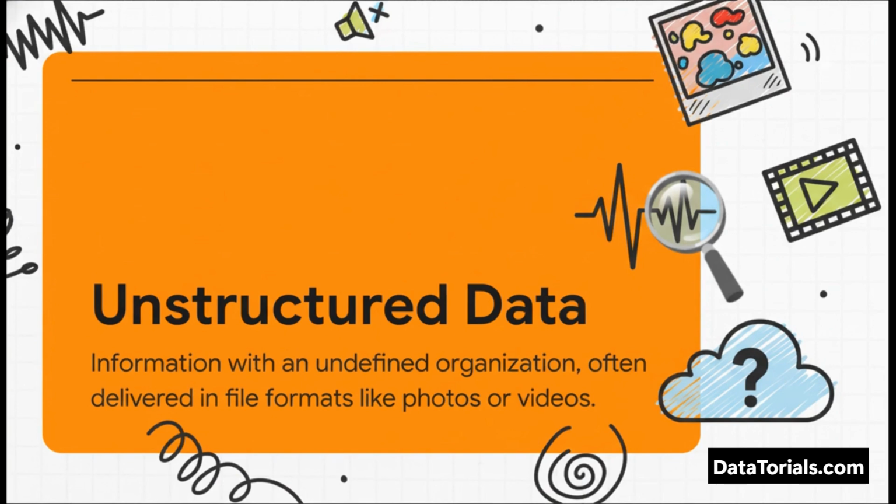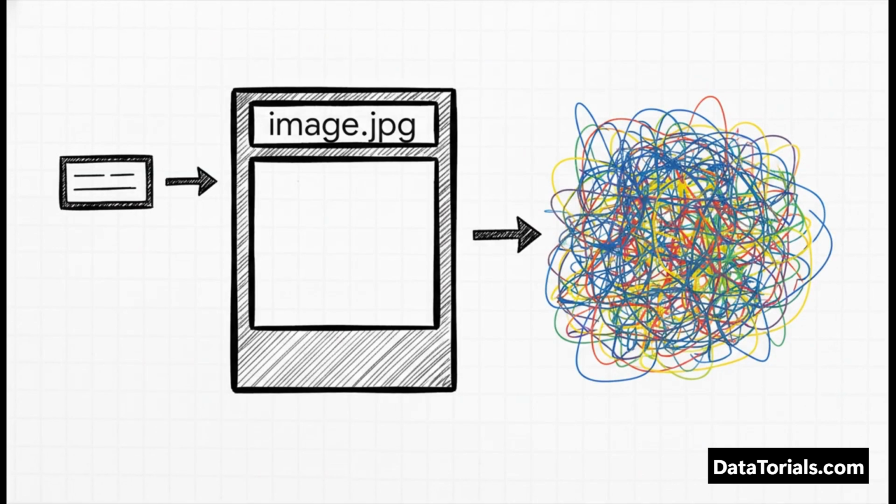We're talking about the raw stuff, the actual pixels in a photo, the sound waves in an audio file, or the frames in a video. And get this, it makes up the vast majority of all the data in our world. Now, here is a really important distinction to make. A single file can actually contain multiple types of data.